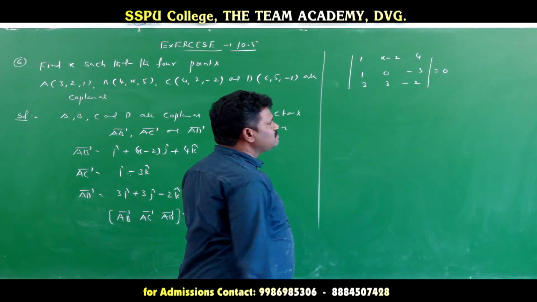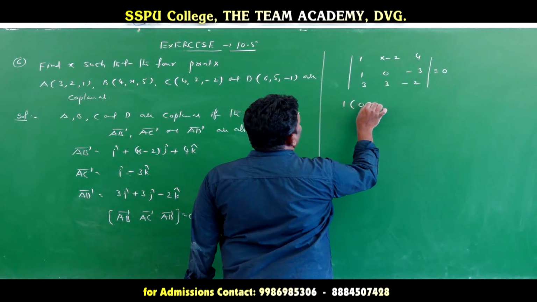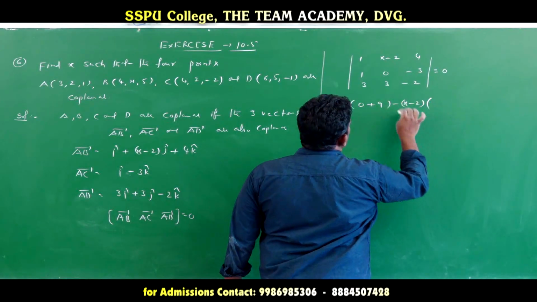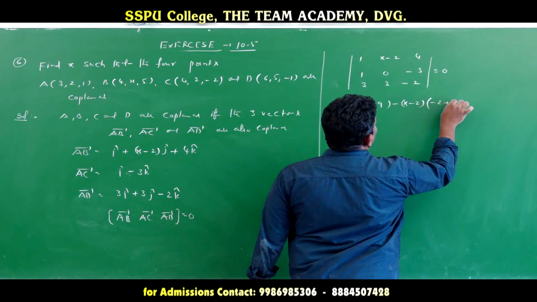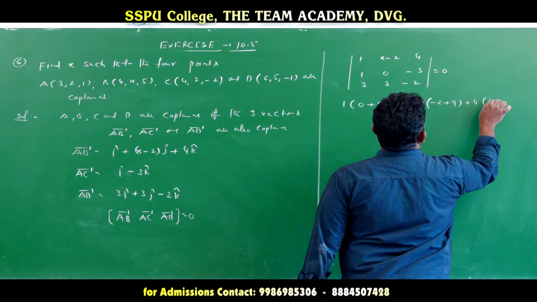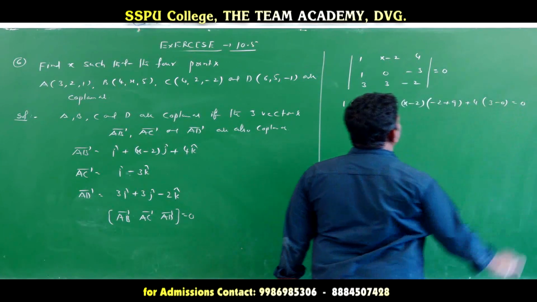Now if you simplify this: 1 into 0 plus 9, minus x minus 2 into minus 2 plus 9, next plus 4 into 3 minus 0, is equal to 0.